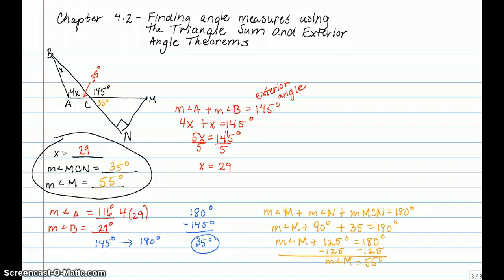If you have any questions or you're struggling a little bit with this, go back and watch just the section that you're having trouble with. If you get it, then not a problem. Go ahead and do your algebra, triangle sum, and exterior angles theorems worksheet.